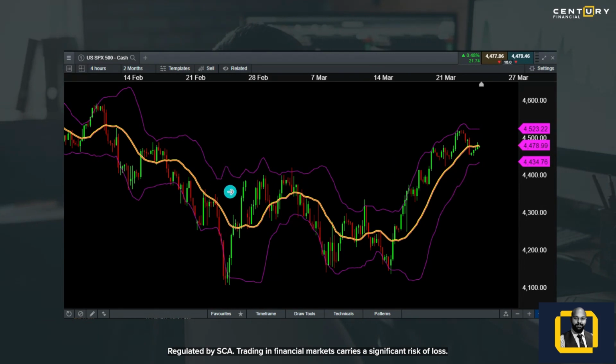Now, this can also act as support and resistance. For example, if you had bought based on the 20-day moving average, and the price moves up and touches the upper band, you can book your profit and come out of the position. Vice versa, you can take a reversal or a short position on the upper band, and when it comes back to the middle band, you can book your profit and exit. So there are multiple ways that you can use the Bollinger Band too.